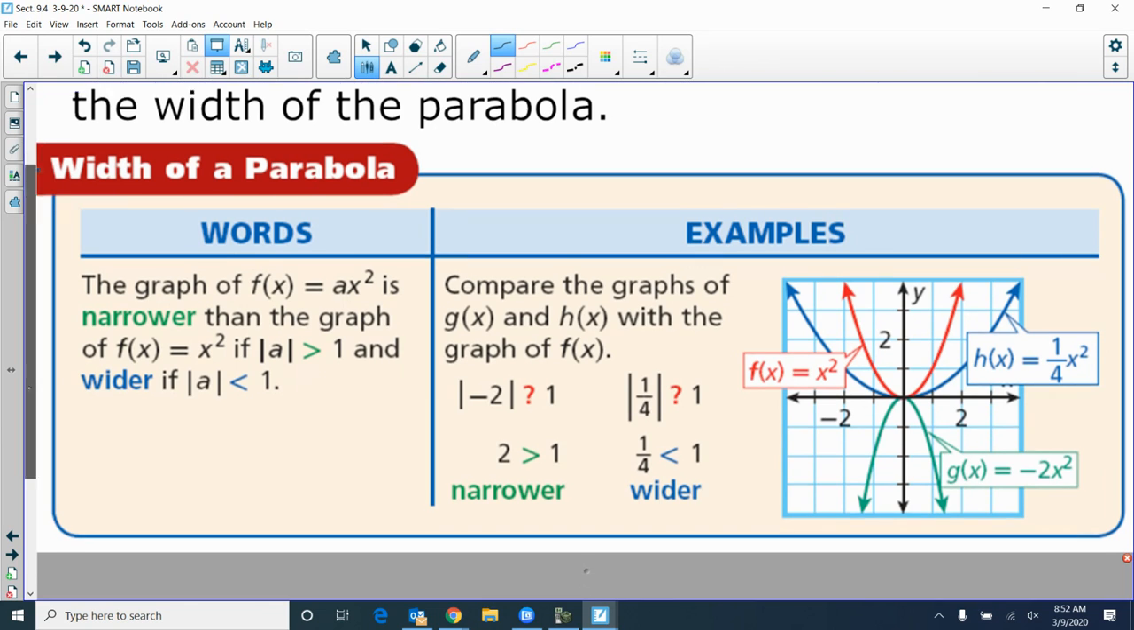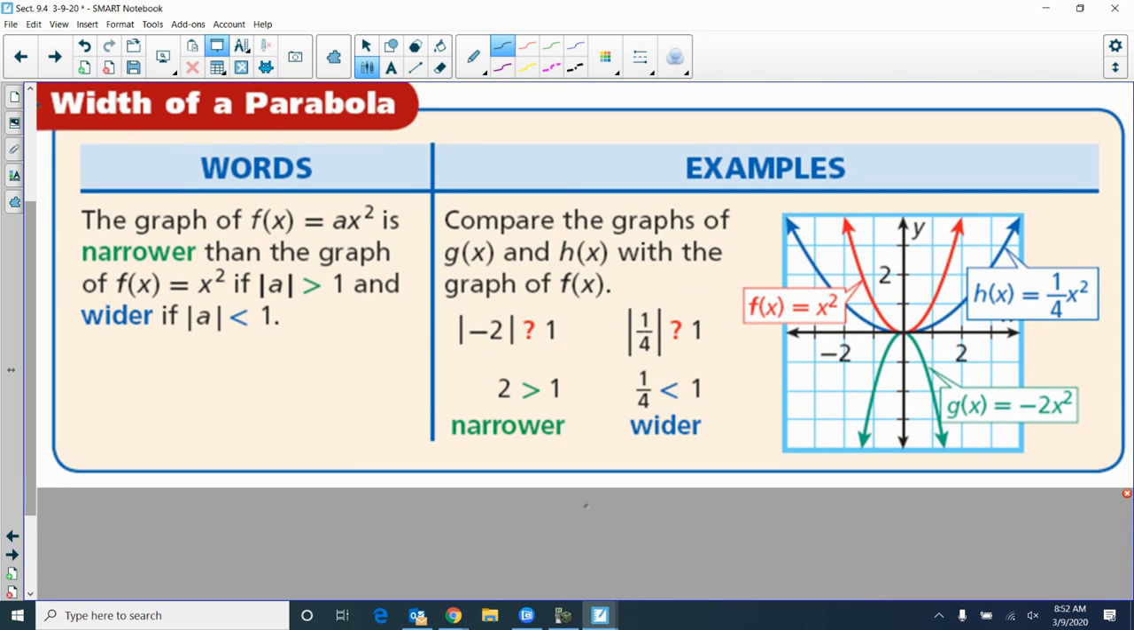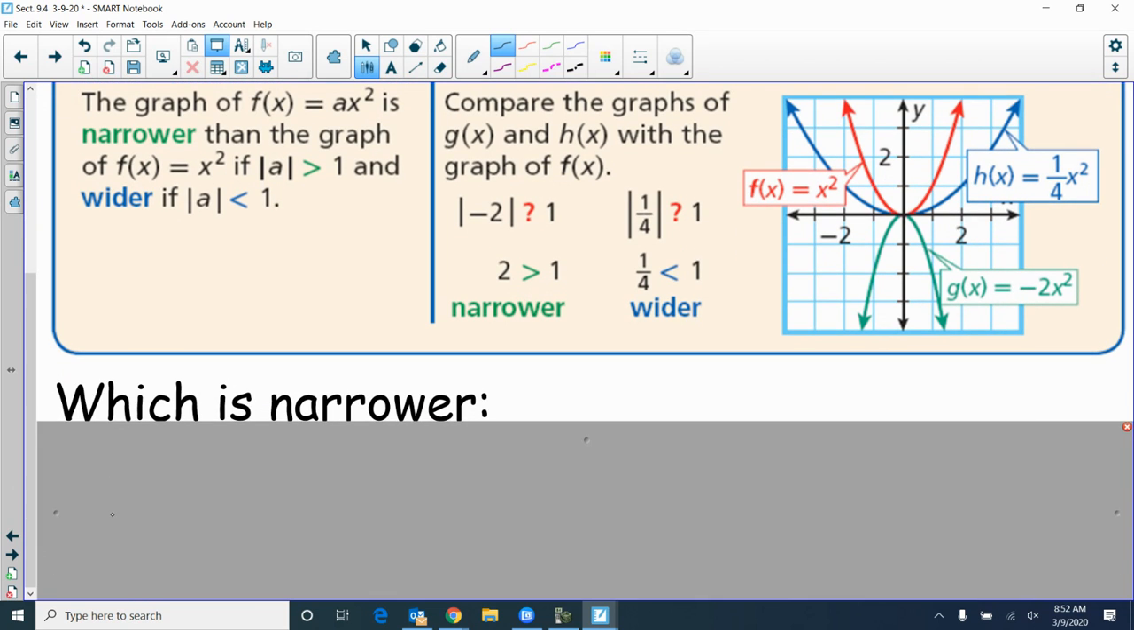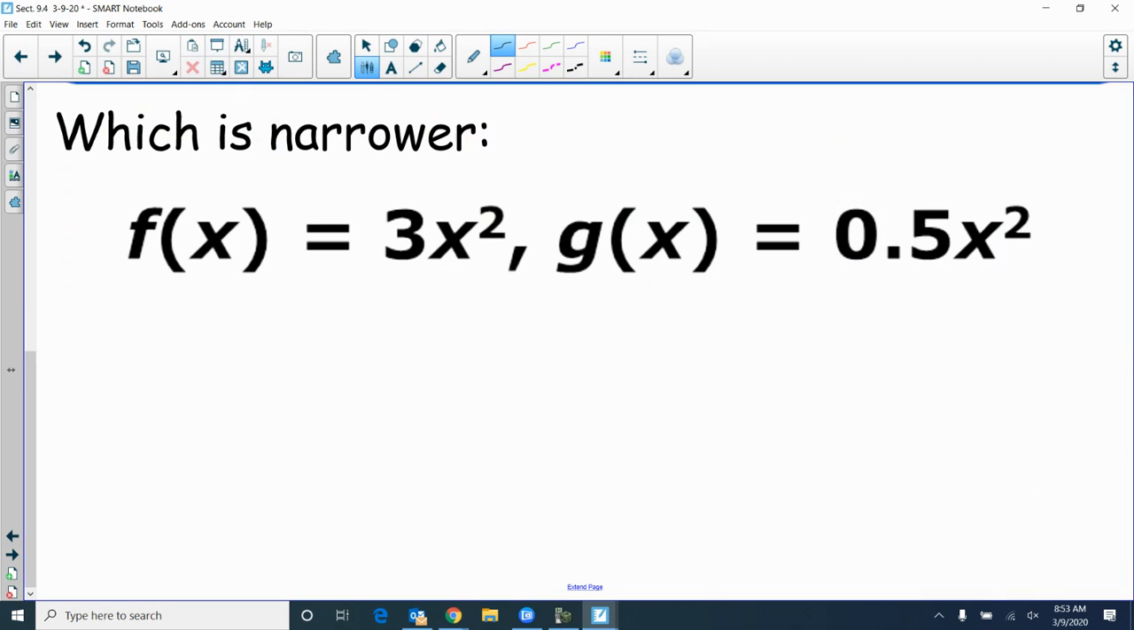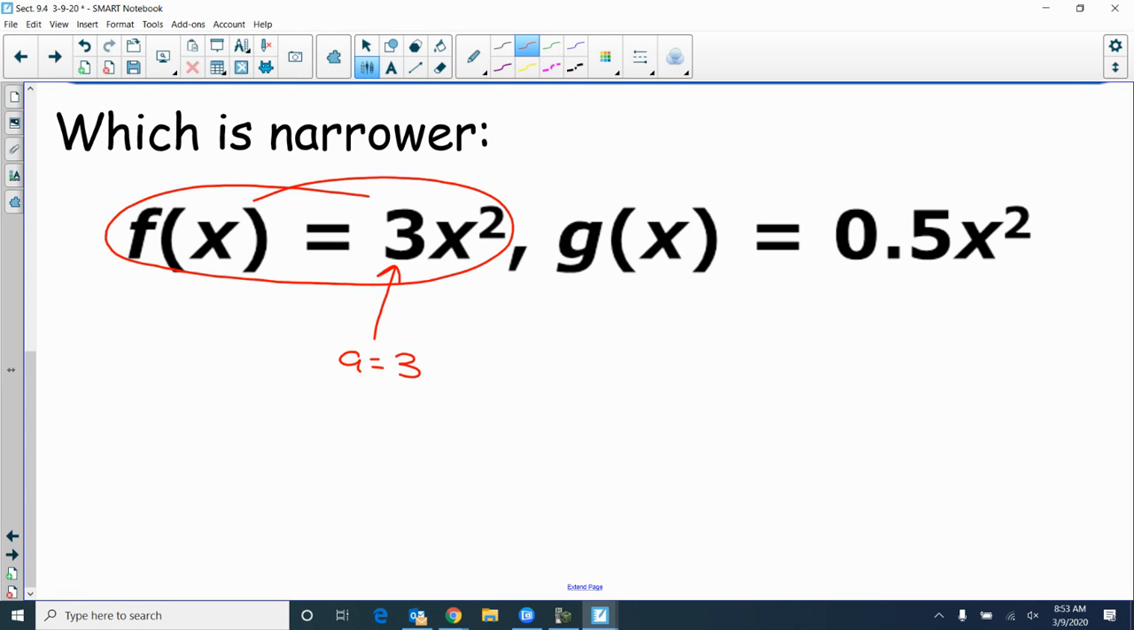Okay, so we want to talk about how we move it left and right and how we make it narrower and wider. Right there, which is narrower between those two? I'm just going to say f of x equals 3x squared or g of x equals 0.5x squared. Let's see if we're making sense here. 3x squared has to be narrower, so circle that one. The bigger the a value, the narrower the graph. So a is 3, a is 0.5. The closer the number is to 1, the wider the graph.